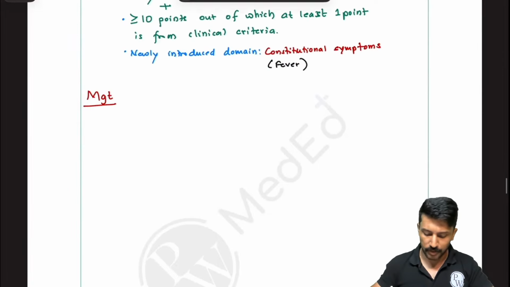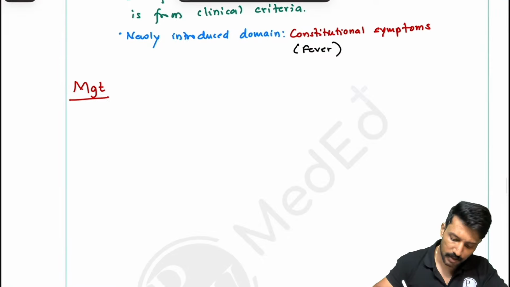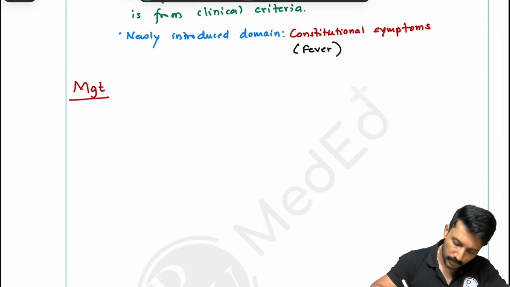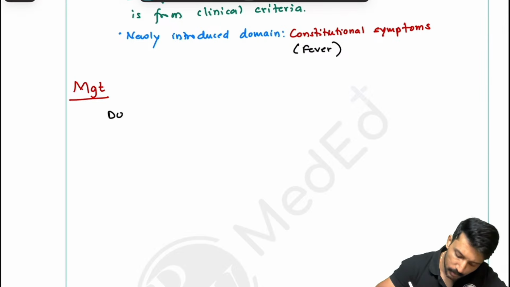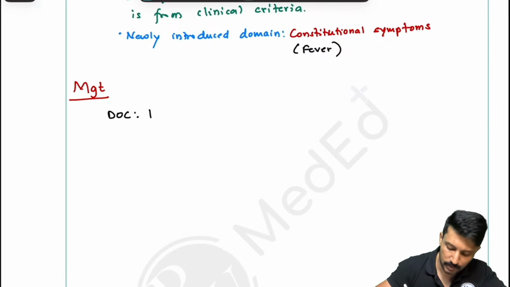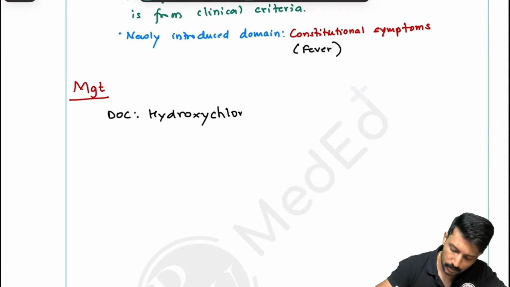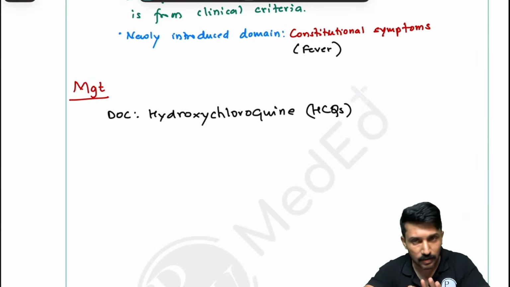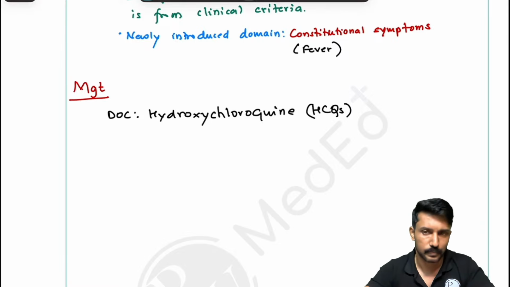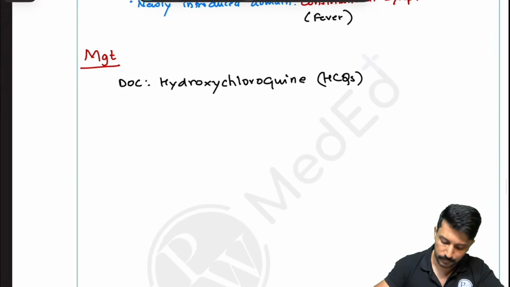But if they ask you what is the drug of choice for treatment of SLE, which is the initial treatment of choice, the drug of choice for treatment of SLE is hydroxychloroquine or HCQS. If that is not sufficient, we have to think of other drugs like immunosuppressants and steroids.